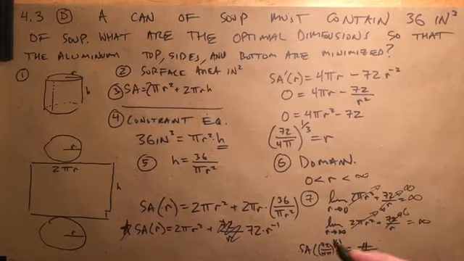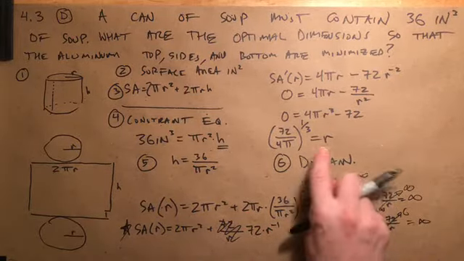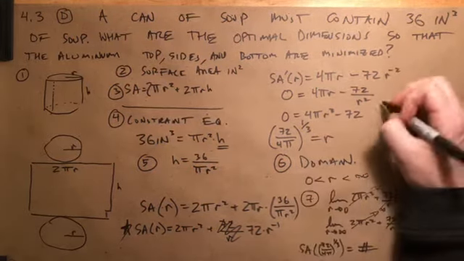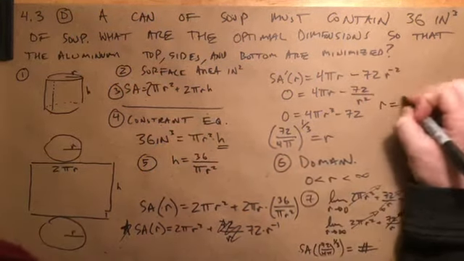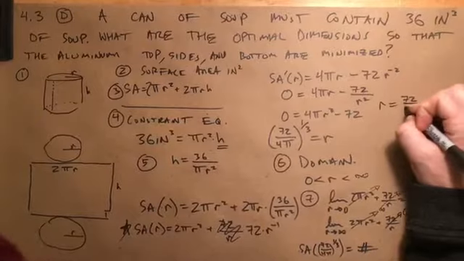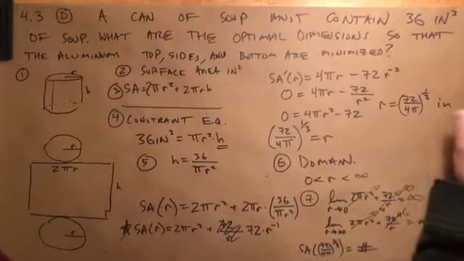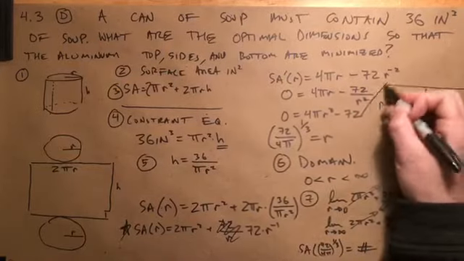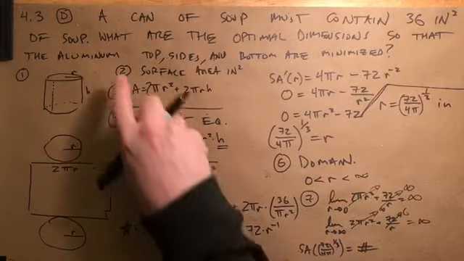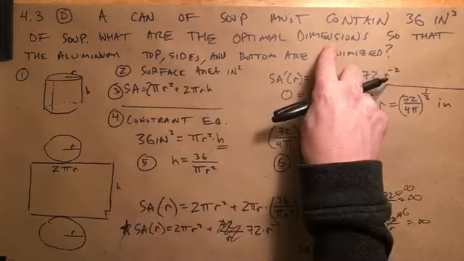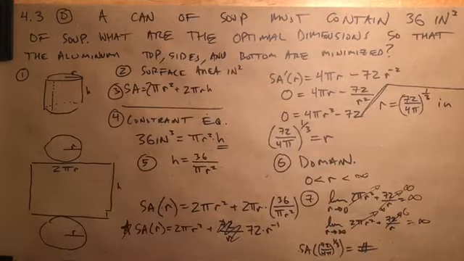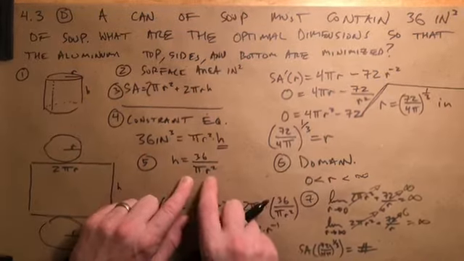We've found our optimal dimension for the radius. So r should equal 72 over 4 pi to the 1/3 power inches. What do we want, though? We want the optimal dimensions, and so I'm going to need the height as well. Can you see how we're going to get it? Oh, right here from our constraint equation.